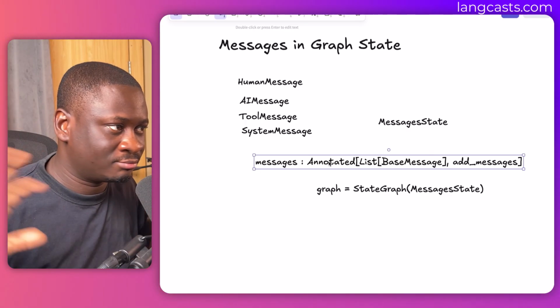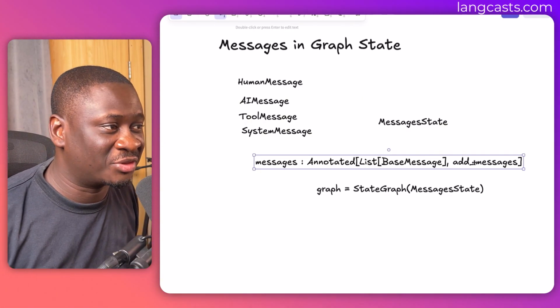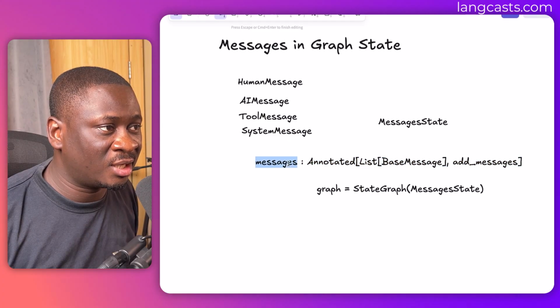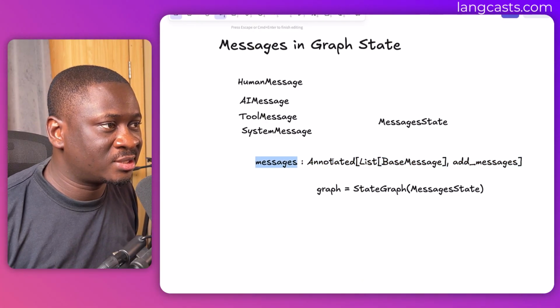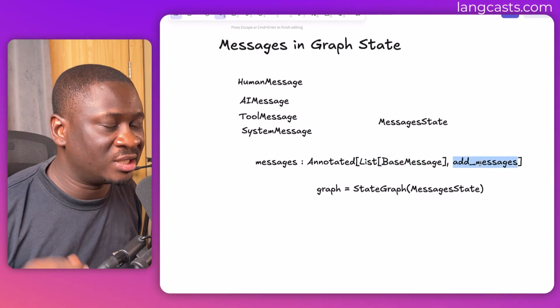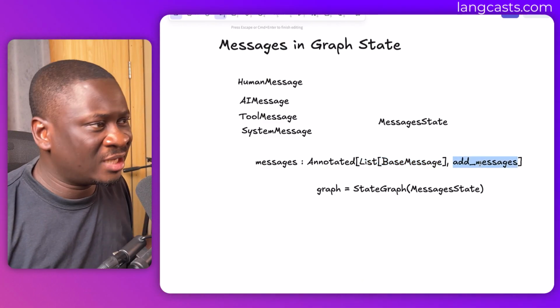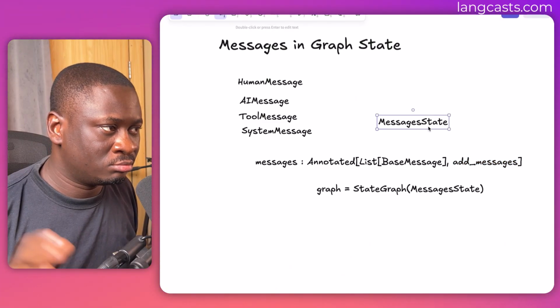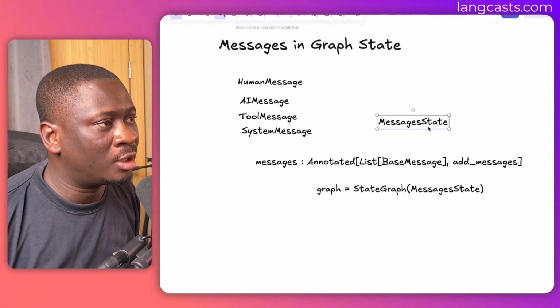And all this is available to you. You have all these already. You don't have to write every single thing here. You have a messages key in your state. It will be annotated, it will be a list of base message, and it will be using the add messages with user. So that's just a lovely helper for you to do that.